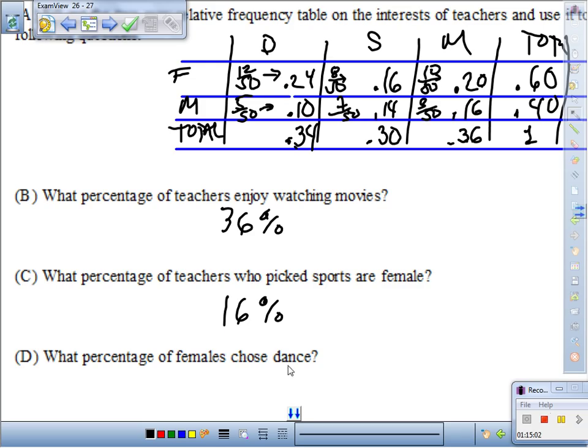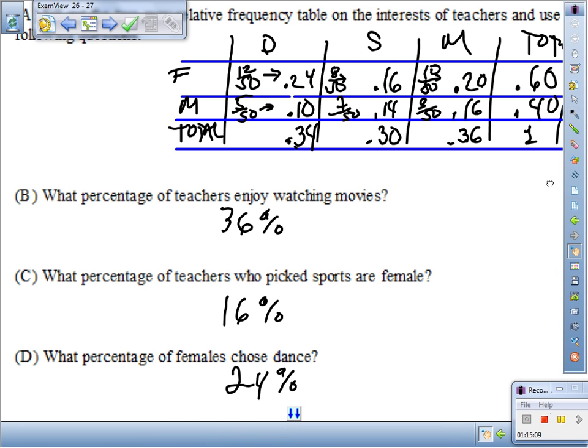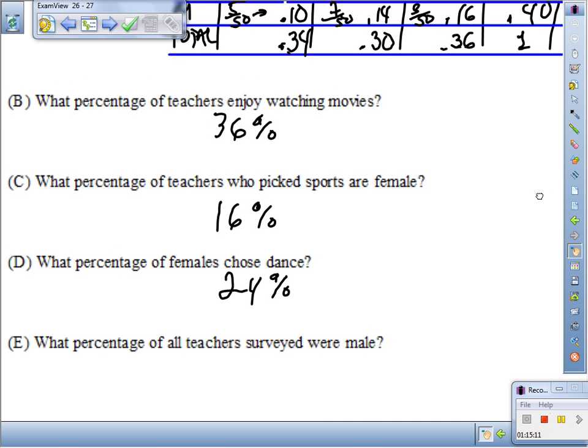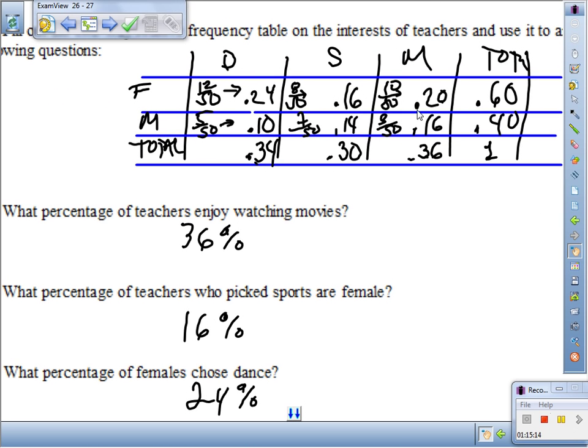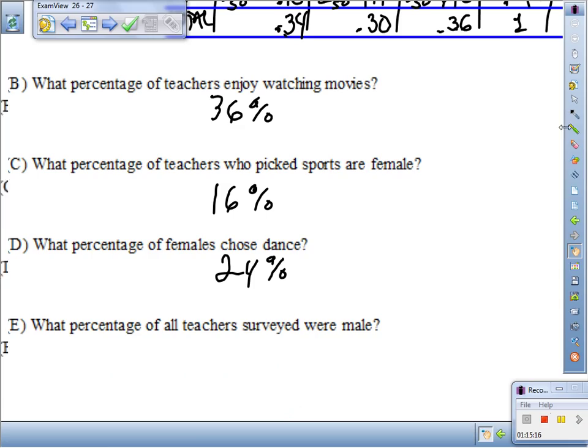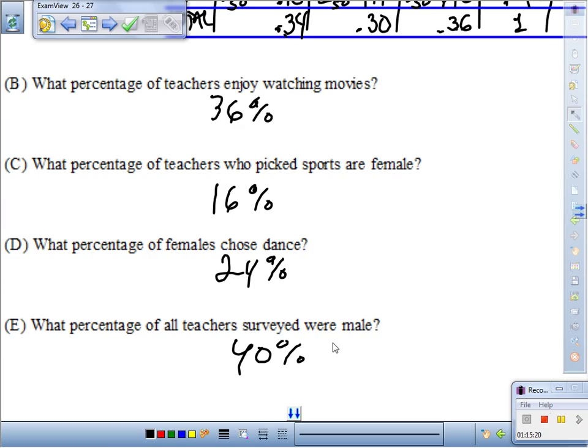What percent of females choose dance? 24%. And what percent of all teachers surveyed were males? 40%. And the last one. Let's go.